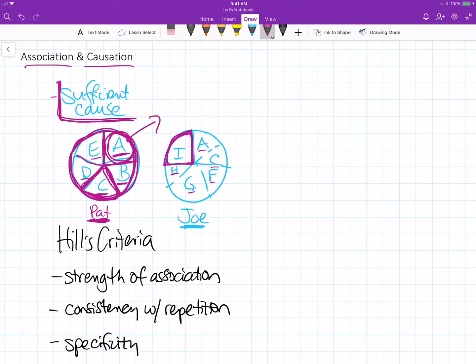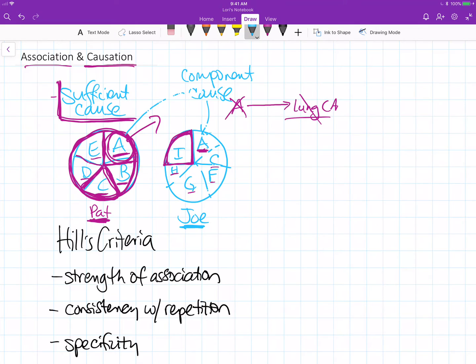So if we think about the notion of causation, a piece of it is that if that particular thing were removed, say A, which we could consider to be cigarette smoking, which leads to lung cancer, then if A is removed, lung cancer does not occur. For any person that has that element as part of their sufficient cause model, that item is considered what's called a component cause. In other words, it was a component, a piece of that particular sufficient cause model.